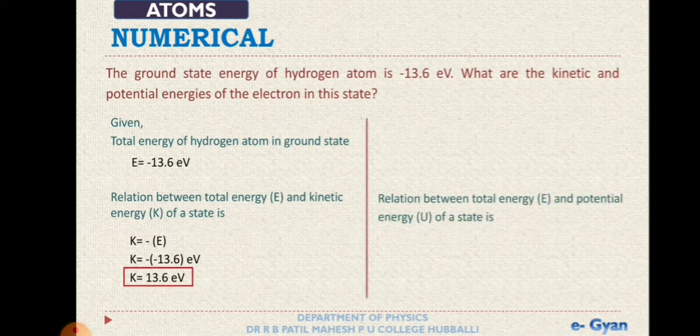Now, the relation between the total energy and potential energy of a state is given as U equal to 2 times E. So U is equal to 2 into minus 13.6. Potential energy U is equal to minus 27.2 electron volts. So this is how we calculate the kinetic and potential energies using the given value of total energy. Let's move to the next question.